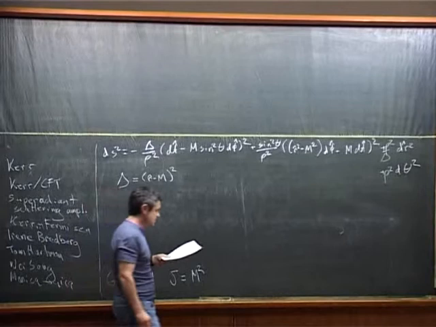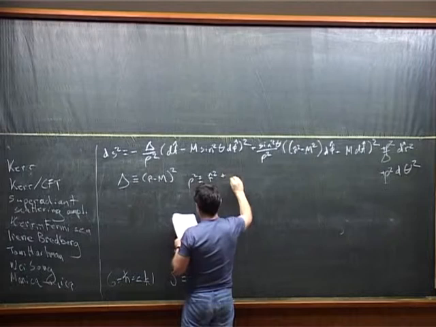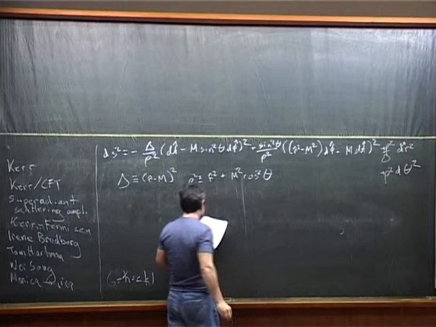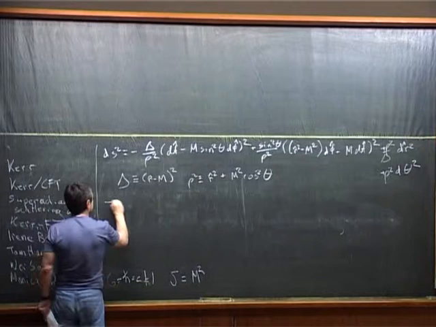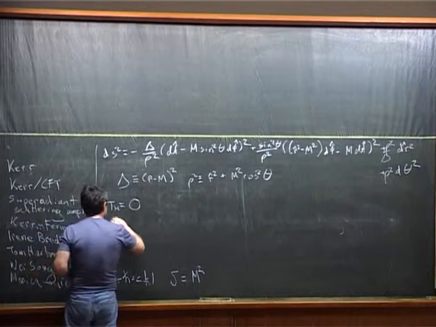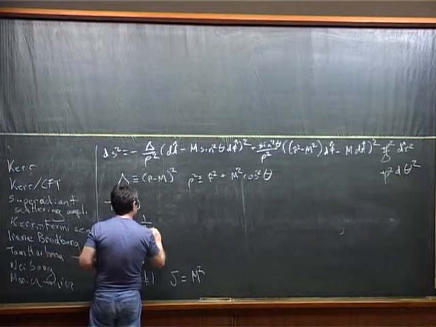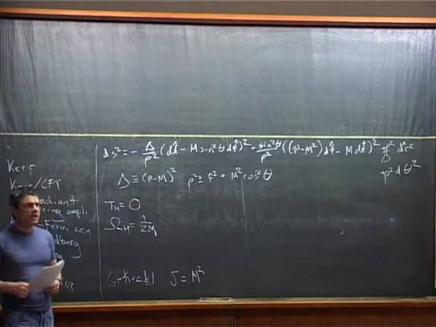And then we have rho squared defined as r hat squared plus m squared cosine squared theta. Now, some basic properties of this: the surface gravity, equivalent to the Hawking temperature, vanishes. That's not true as soon as it's not extremal. However, there is another thermodynamic potential, the angular velocity of the horizon, and that's equal to 1 over twice the mass.